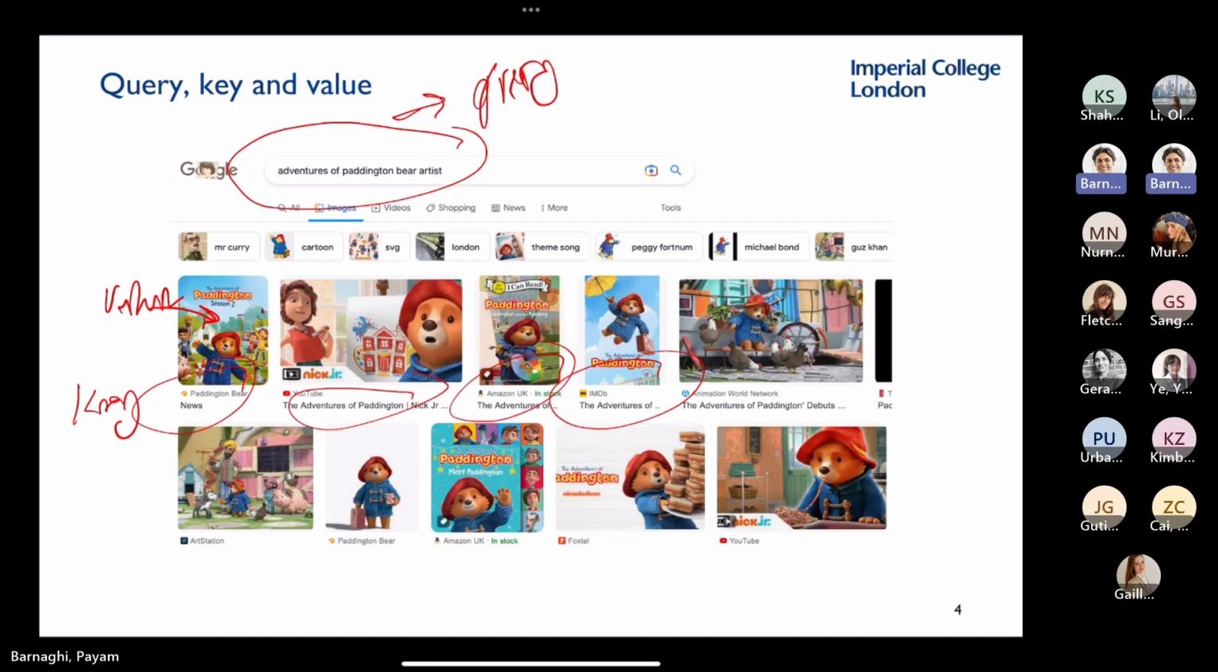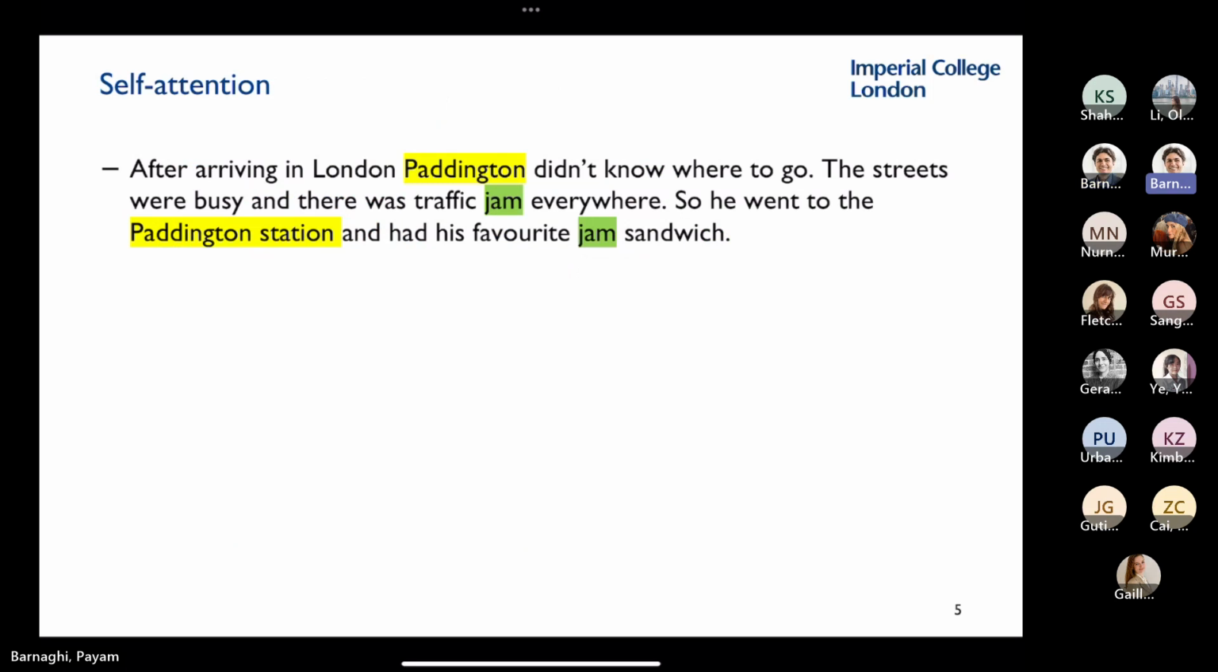I've realized actually my slide doesn't change. Do you see my slide? Oh, yes. Yes, we see it now. Okay. Yeah, sorry about that.